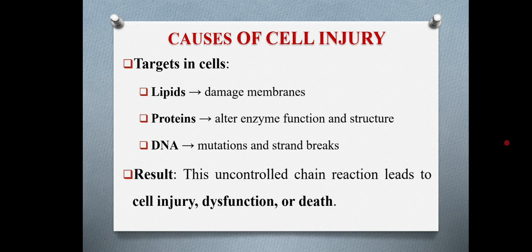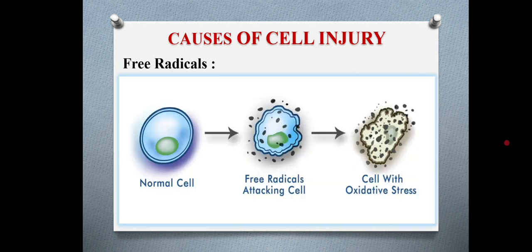Because DNA is a molecule. Should it donate its electrons to this free radical, that DNA molecule has become compromised. It will be subjected to mutation. And once there's gene mutation, even the cell being produced will be abnormal. The cell has been injured. What is the result? This uncontrolled chain of reaction leads to cell injury, dysfunction, or cell death.